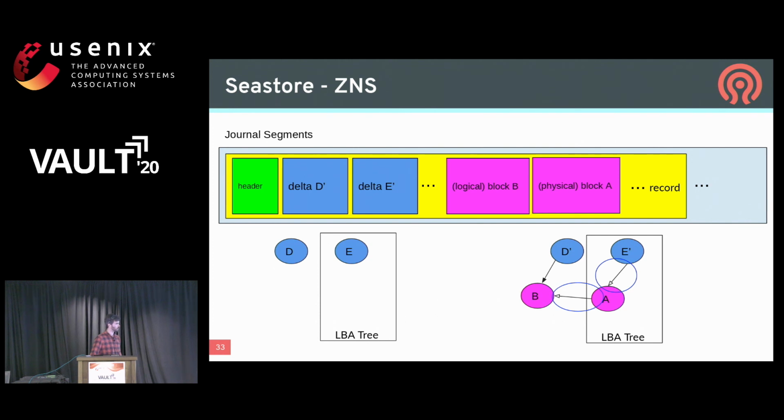So the delta E prime and the block A will contain flags on those offsets that indicate that you need to interpret them relative to the location of the record whenever it hits disk. This trick should allow us to avoid this double write metadata thing where you have to write out the thing and then write out the metadata indicating where it went.